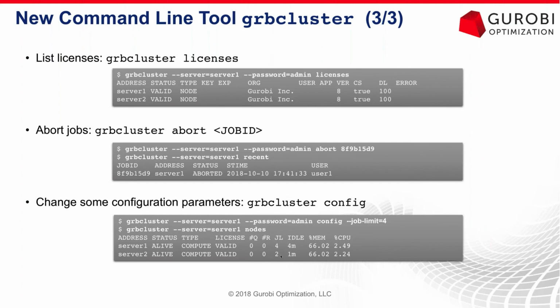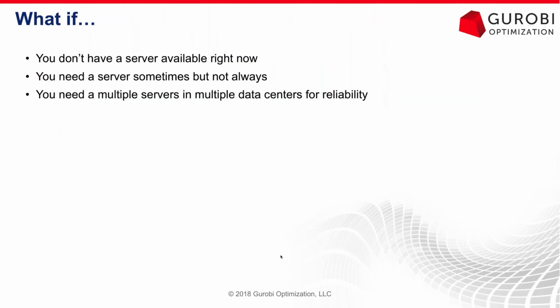So that works great. But what if you're in a situation where you don't have a server available right now, you can't go out and buy one, or if you need a server sometimes, you only need it for just a few days, or you need it for a few hours each month? Or what if you need to get multiple servers in multiple data centers because you want to get a high amount of reliability, and your data center is only one location? If there's any kinds of failure of your data center, that might cause a bad impact for your application.